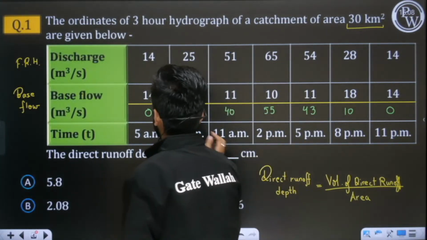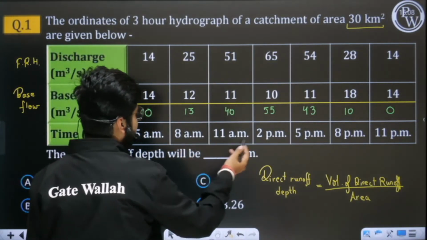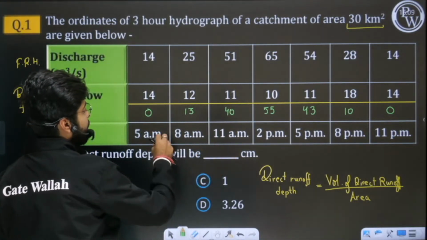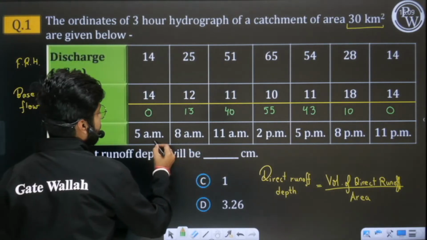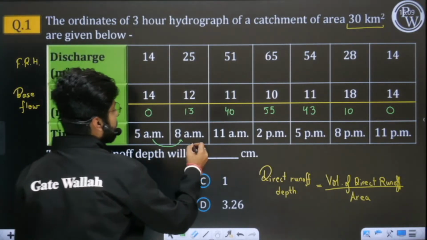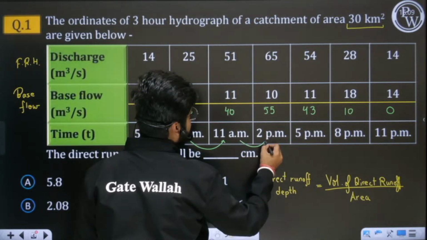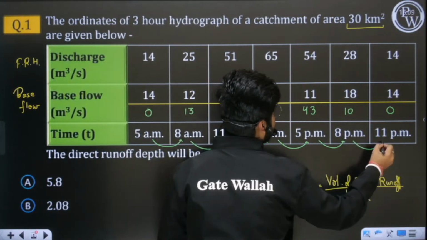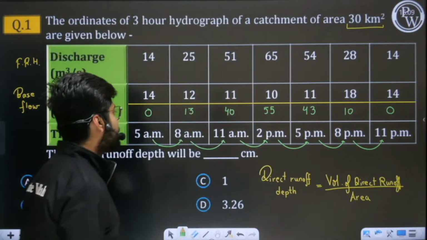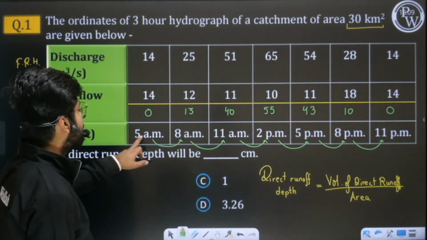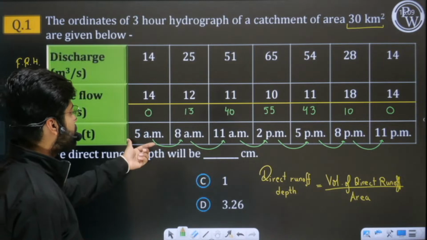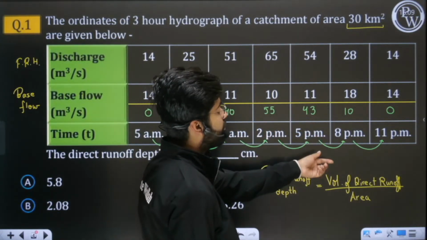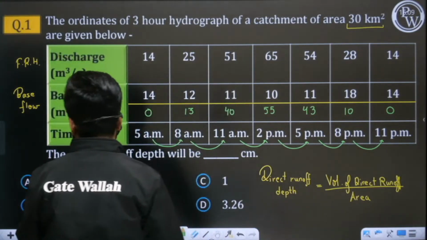So we have a graph. You can see 5 am, 8 am, 11 am, and the time gap between all of them is 3 hours. This is a 3 hour gap, this is also a 3 hour gap, and so on. So a 3 hour gap is there between all the time ordinates, and now we will plot them. This is time equal to 0, this is 3 hours, 6 hours, 9 hours, 12, 15, and 18 and so on. So we will draw this.